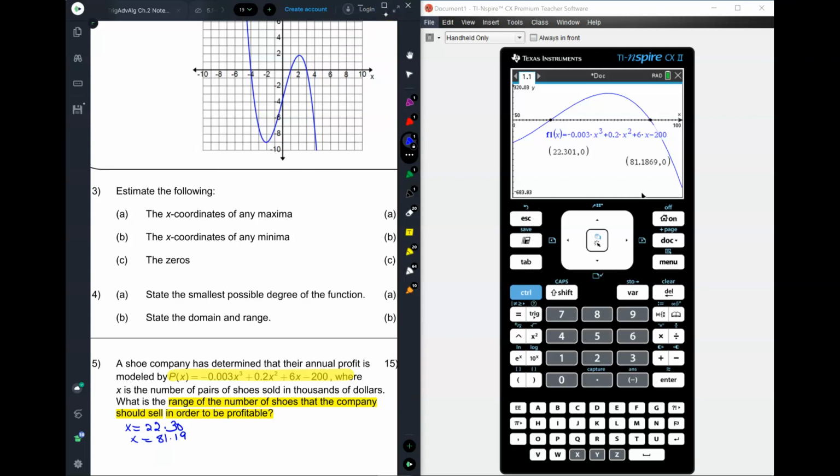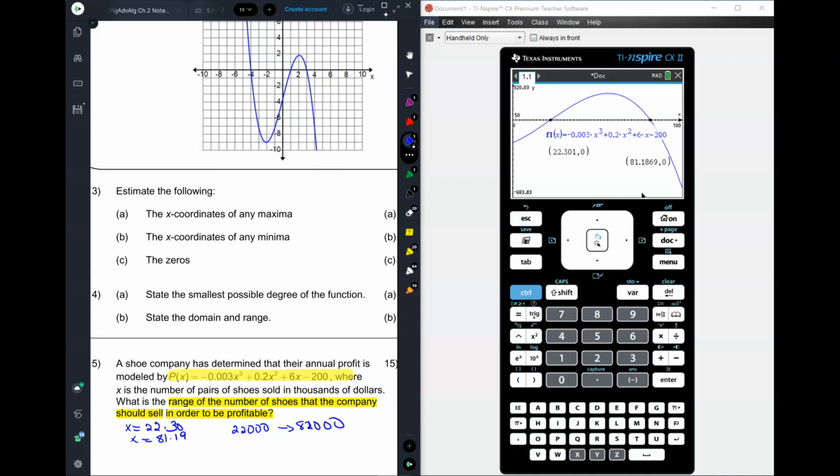But this has to be in the thousands, right? So basically you can round it down to 22,000, and then to maybe 81 or 82,000. That's the range. Can you put it as 22,300? You can. Yeah. Does that make sense?